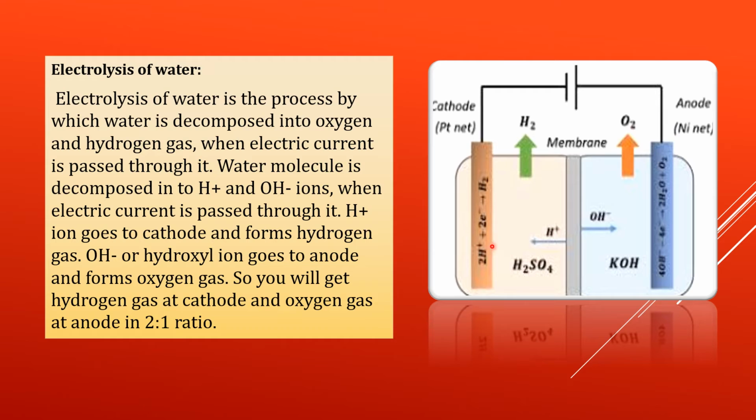Plus sign means one electron. One plus sign means that for neutralization of an H plus ion, one electron is necessary. One more time I am repeating this sentence: for neutralization of an H plus ion, one electron is necessary. That electron, this cation will collect from the cathode. That's why the cathode is negative. One electron it will collect.